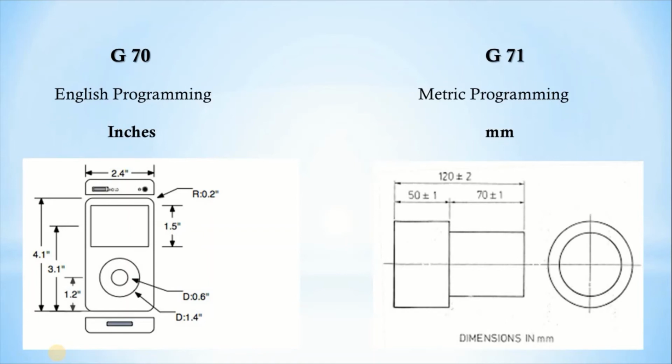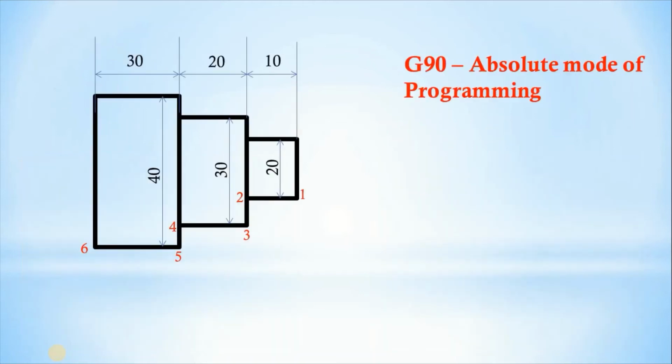As we have seen, G80, G40 and G71 are default codes in a program. We use these codes by default whenever we are writing any type of program for turning, milling, anything. Then the next important one is G90, absolute mode of programming.